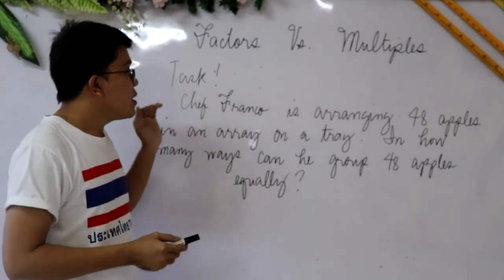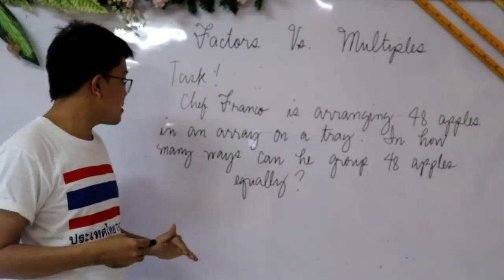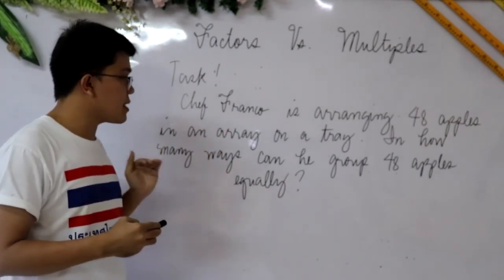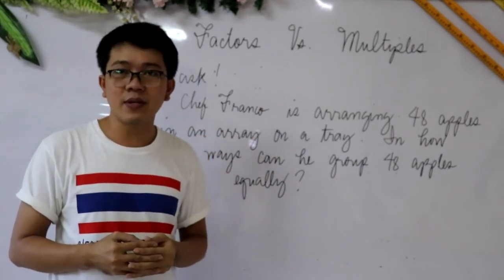Chef Franco is arranging 48 apples in an array on a tray. In how many ways can he group 48 apples equally?